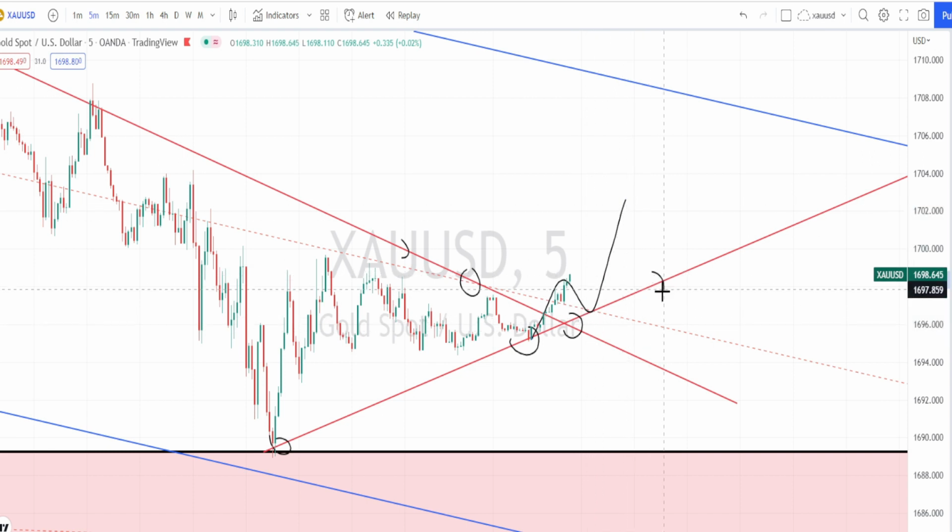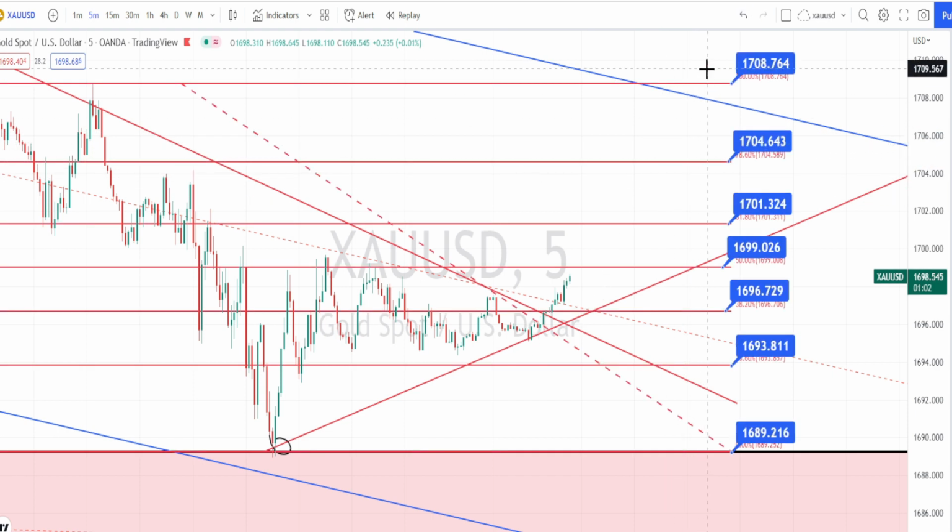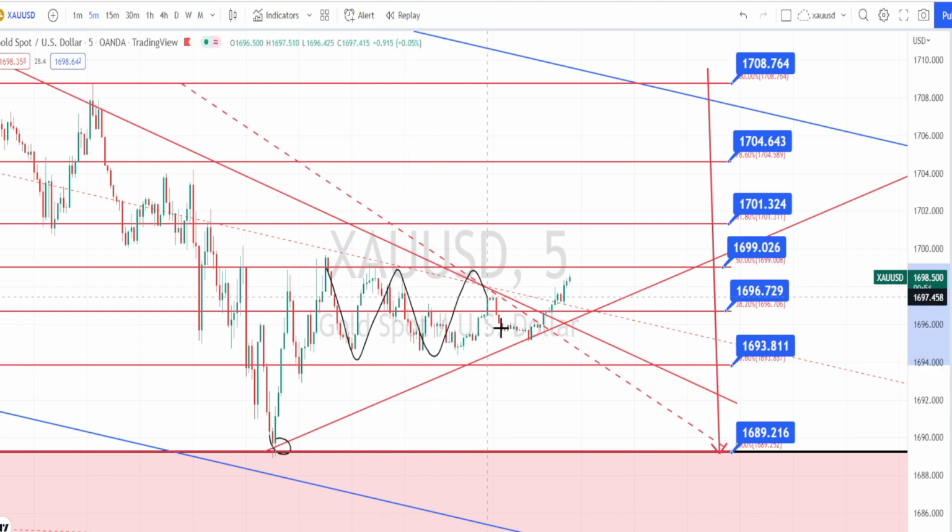As long as the price action doesn't break this support line, we can expect the price action to continue trading on the bullish side in the 5 minutes time frame also. Let us mark the support and resistance levels. So these are all the resistance and support levels for the 5 minutes time frame. Currently we are noticing the price action trading sideways.